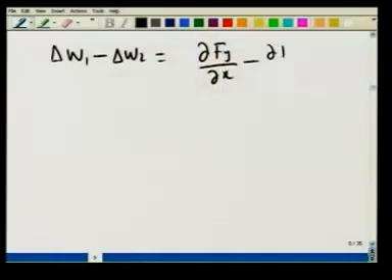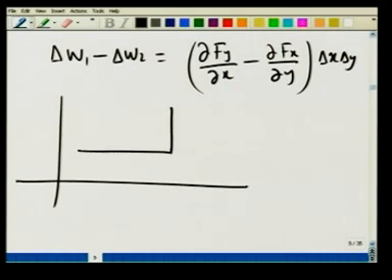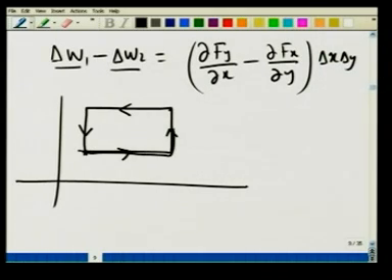So, I get delta W1 minus delta W2 is equal to the partial of f y with respect to x minus the partial of f x with respect to y, times delta x delta y. Delta W1 is the work done in moving from this point to this point, and delta W2 is the work done in moving back along path 2. So, this is the work done in moving around the entire closed path, and if this is non-zero, then the force is non-conservative.